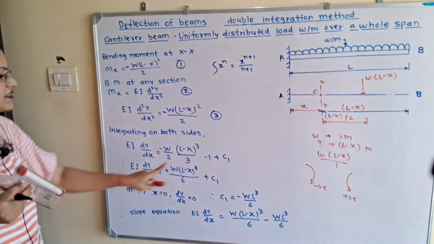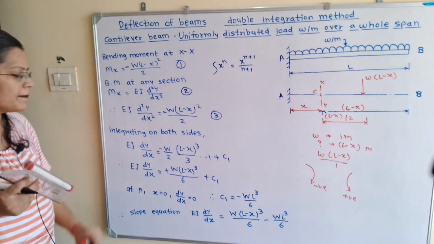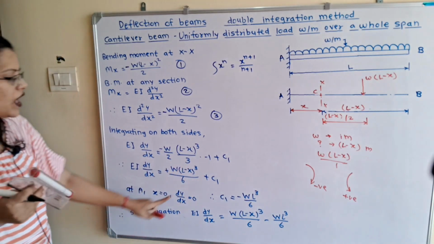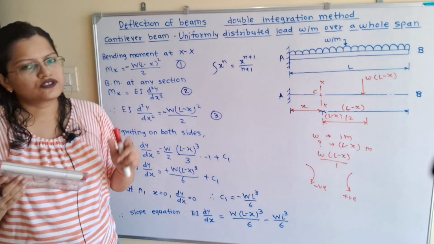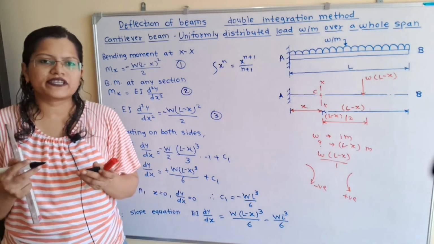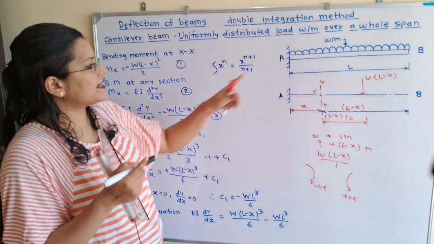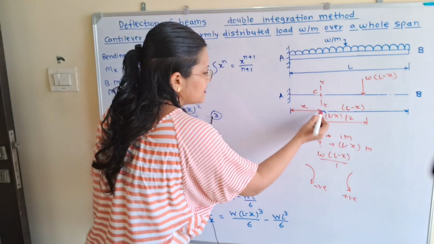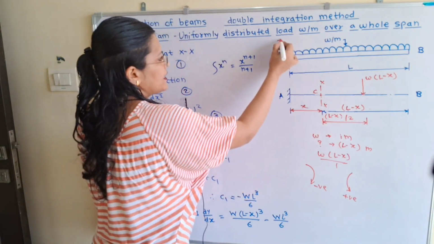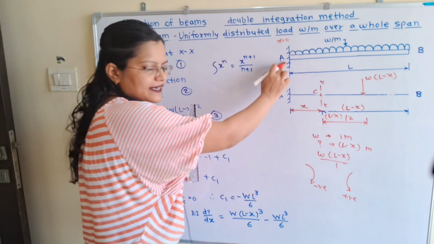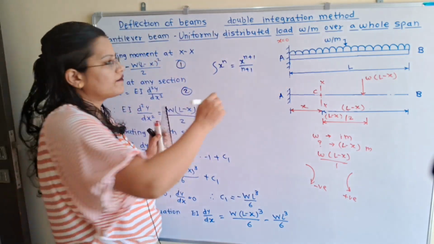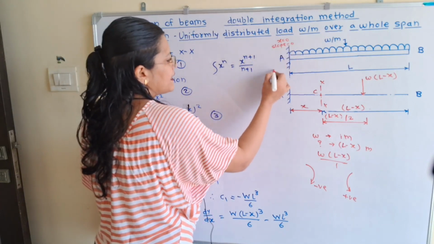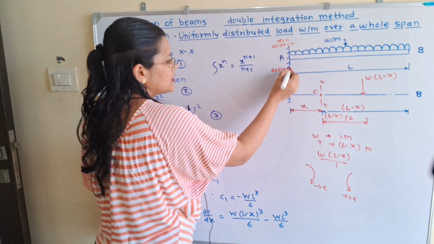Now we will simplify this term because minus minus will become plus. When we simplify this, the denominator will become 6. Now how do we find this C1? For this C1 we will apply the boundary conditions. We know that this end A is the fixed end. So at this end, the distance from the fixed end is x equal to 0. At end A, the slope is also equal to 0 because it is the fixed end, and at end A, the deflection is also equal to 0.